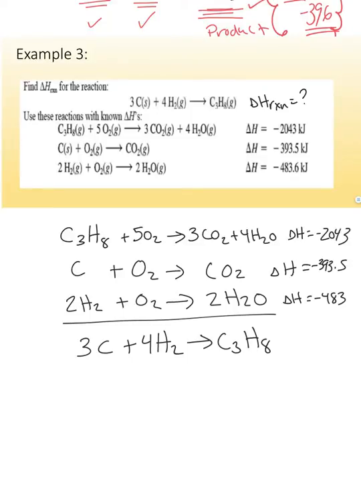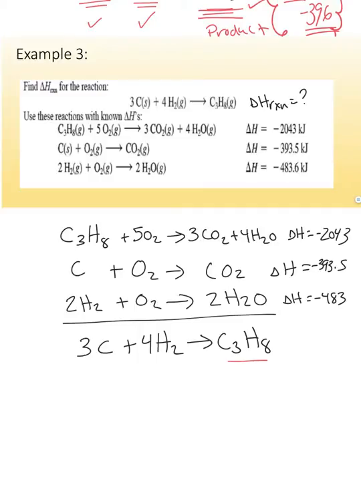Alright, so like I said before, the first thing you want to check is that the reactants and the products are on the same side. Okay, so here you have C, and you have C here as a reactant. H, you have H here as a reactant, so that's good. And let's check the products. Here you have C3H8 as a product, but there's no C3H8 as a product here. So C3H8 is here as a reactant. So that's not good. We want to flip the first equation.